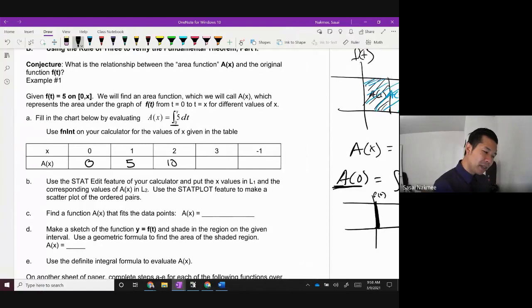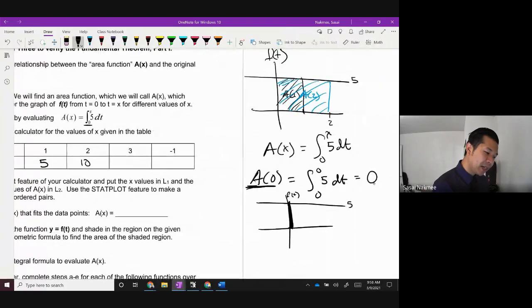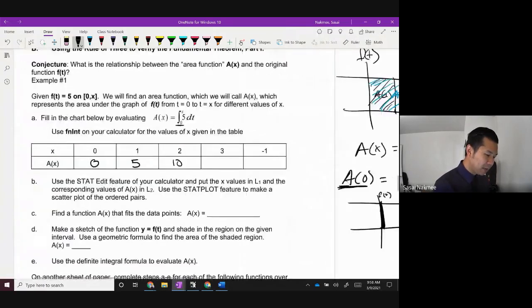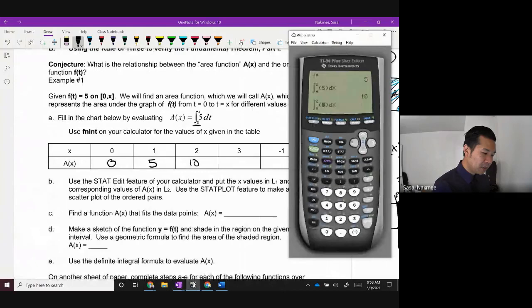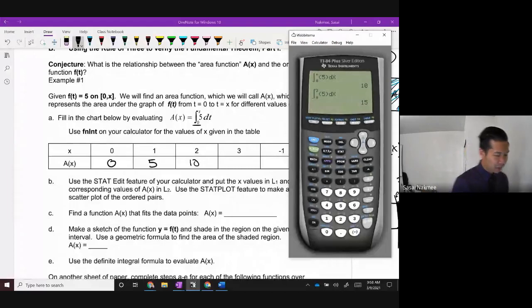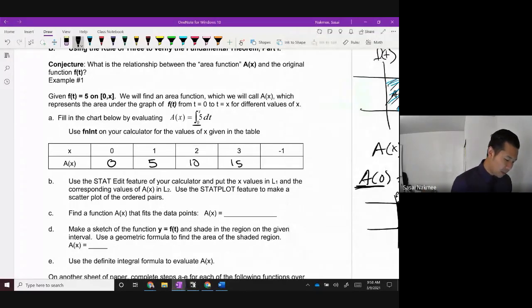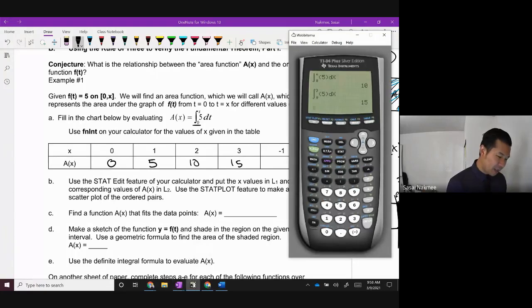That kind of makes sense, doesn't it? Because it has a height of 5 up here, and if it has a base of 2, this area right here would be 10, wouldn't it? Let's go to 3 for the next one. 0 to 3 of 5 dx, or dt it's supposed to be, but we're using the placeholder there. That's going to give me 15. And let's do this last one right here. Let me press second enter, and get this last one, from 0 to -1 of 5. That gives me an area of -5 from 0 to -1.